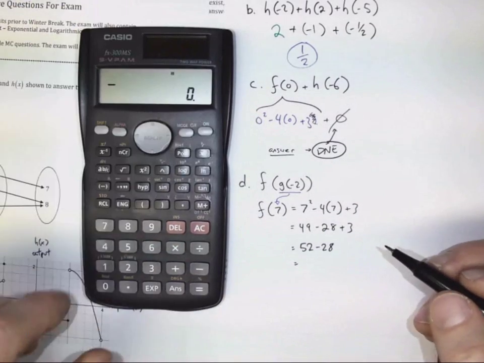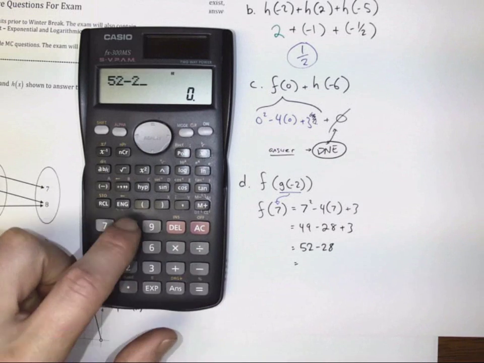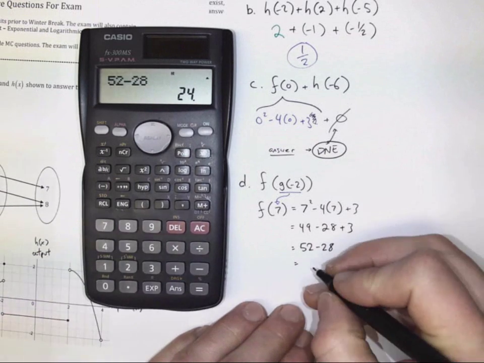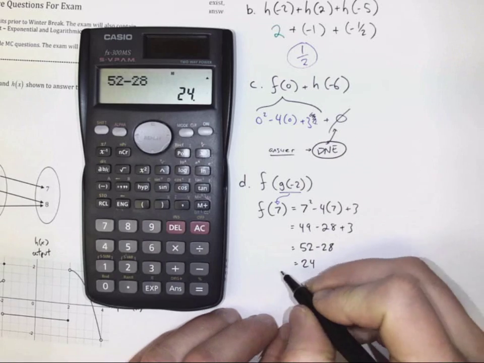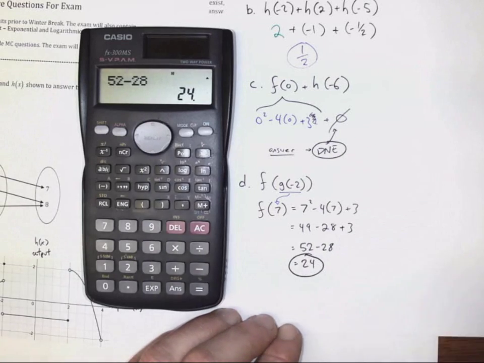I feel like at this time of the day I'm going to make a mistake doing that simple subtraction, so I'm just going to grab a calculator. 24. Okay. And that's our output there.